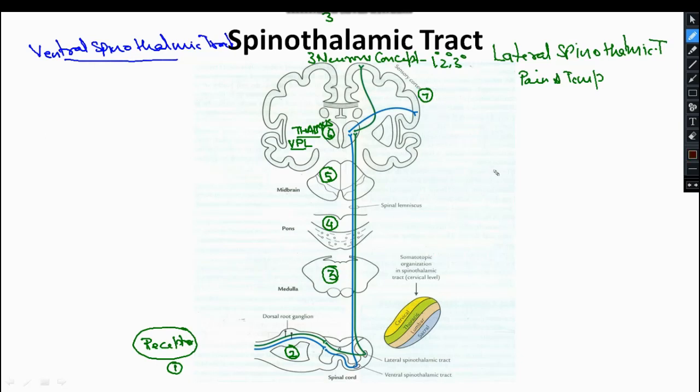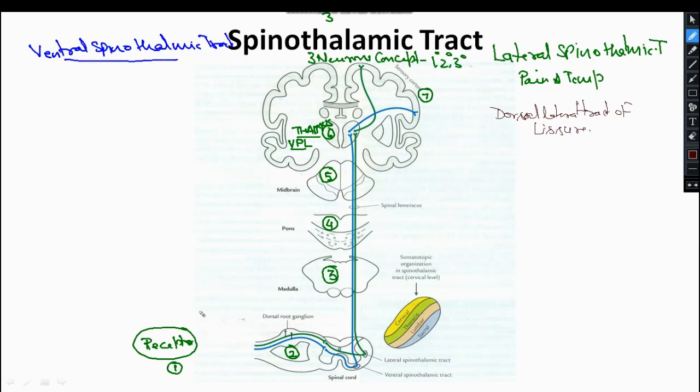Sensory input starts from the receptor, and it has to pass through a subtract. There is a subtract in this lateral spinothalamic tract. That tract is known as the dorsolateral tract of Lissauer. We will see and understand what the dorsolateral tract of Lissauer is.